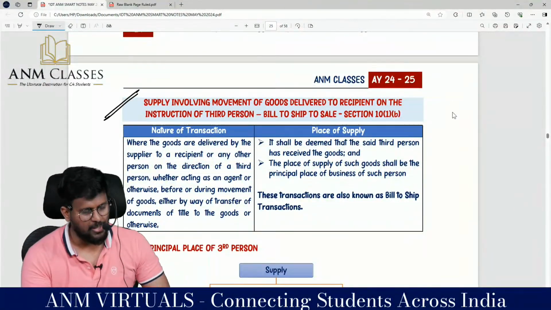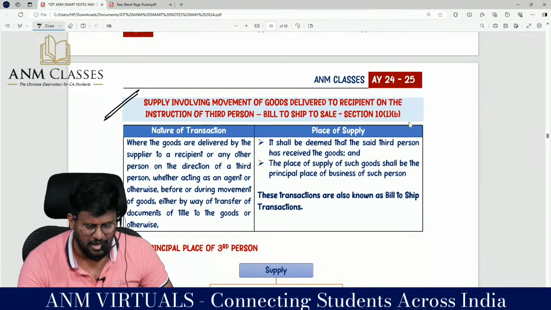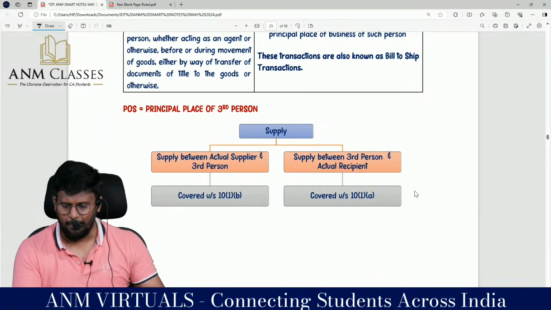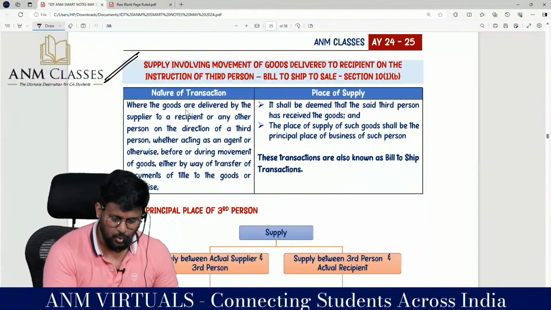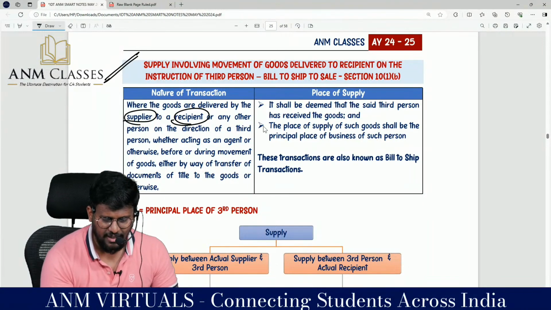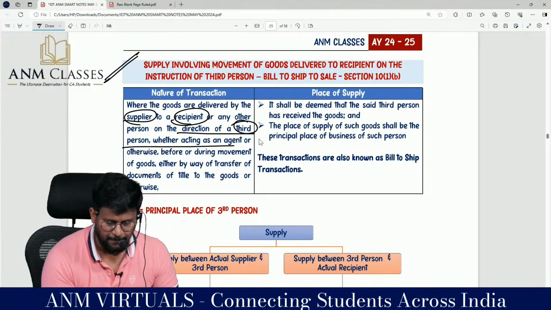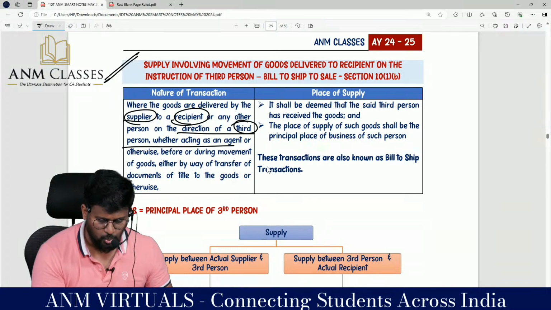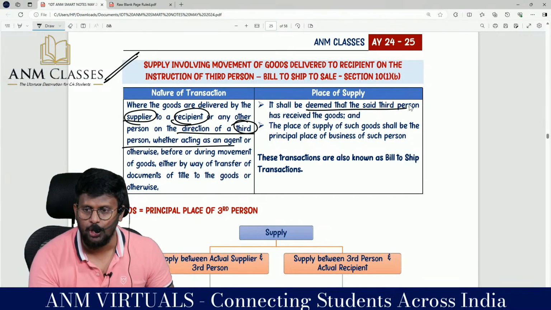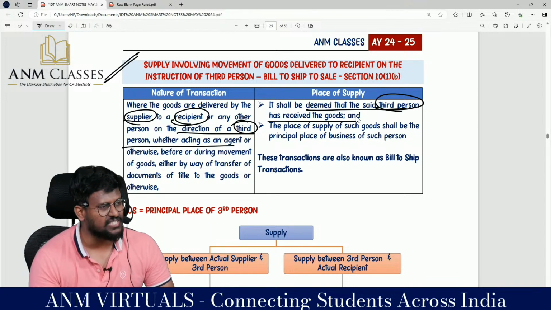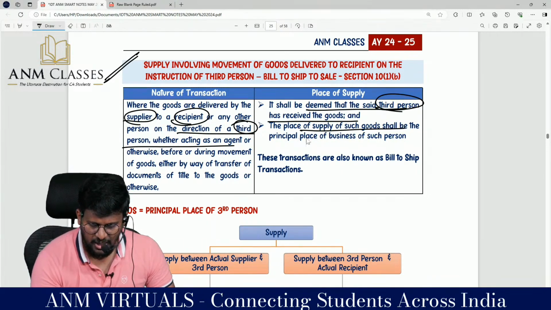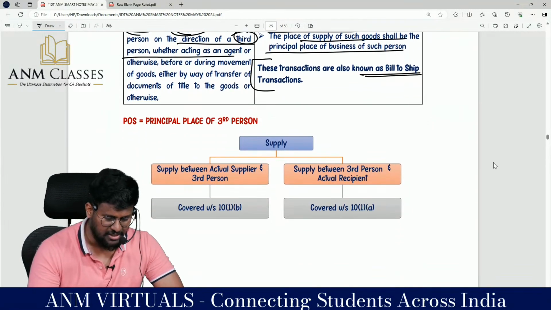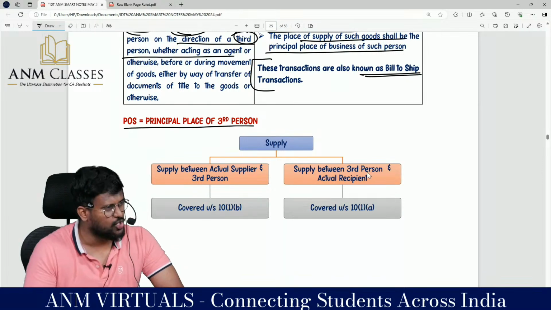10 subsection 1 class B: supply involves movement of goods, bill to ship transaction. In a bill to ship transaction, how many parties will be there? Actual supplier, third person, actual recipient. Do you remember? Where the goods are delivered by the supplier to the recipient or any other person on the direction of a third person, whether acting as an agent or otherwise, before or during the movement of goods, either by way of transfer of documents of title to the goods or otherwise, it shall be deemed that the said third person has received the goods. And the place of supply of such goods shall be the principal place of business of the third person. These transactions are also called bill to ship to transactions. So the place of supply is the principal place of business of the third person.